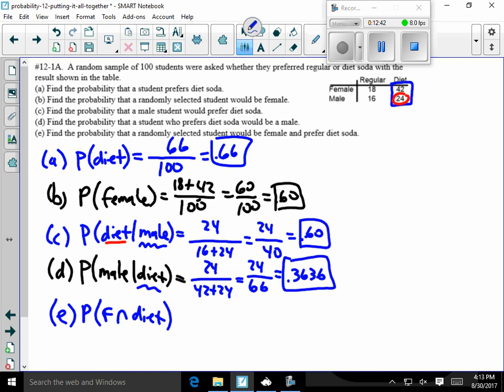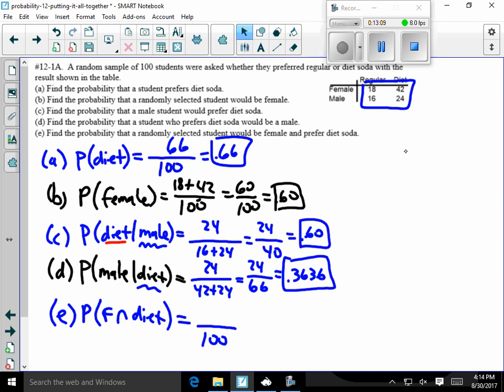Female and diet. I could write it like that. Now that really is a compound probability, but we could, with a table, analyze that as a single probability like this, because if there's no line here, it's not given a condition, so this is still a simple probability, meaning out of all of the students, all the 100 students in the table, we're wanting to know how many of those are female and diet soda, right?